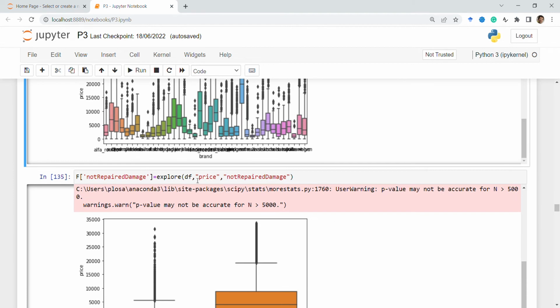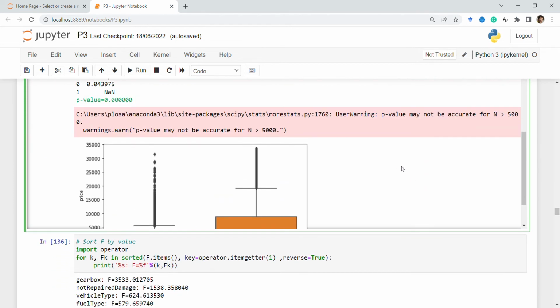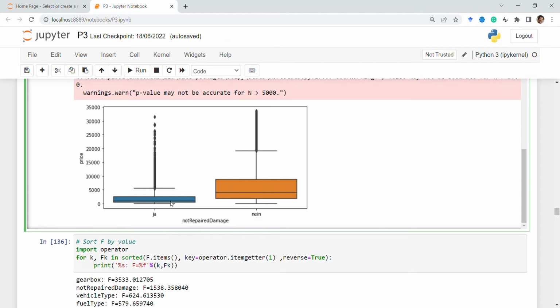Okay, so now price and not repair damage. So if you have a not repair damage and you are selling your car with a non-repair damage, does it affect the price of the car? And the answer is of course. If it has a non-repair damage, the price is much lower than if the car is in good conditions.